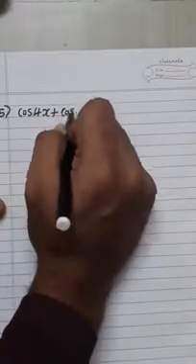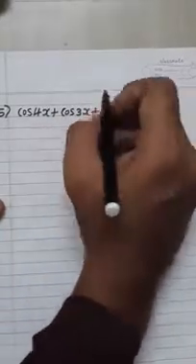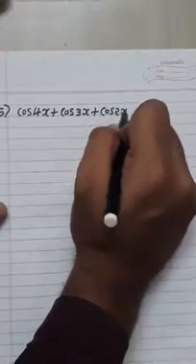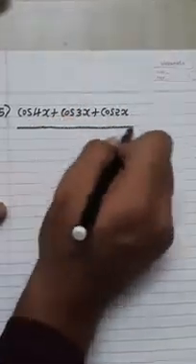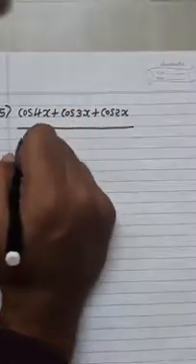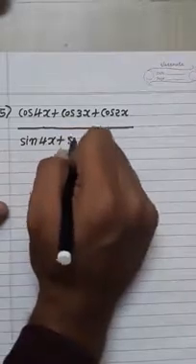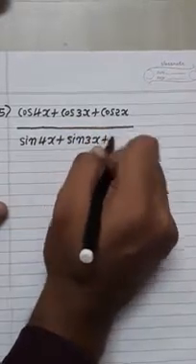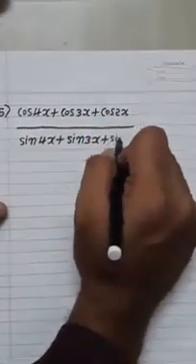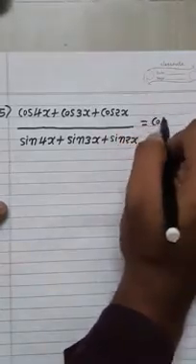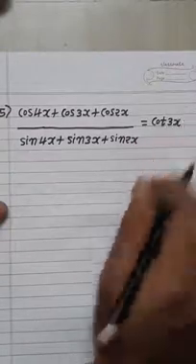Cos 4x plus cos 3x plus cos 2x upon sin 4x plus sin 3x plus sin 2x is equal to, prove that cot 3x.